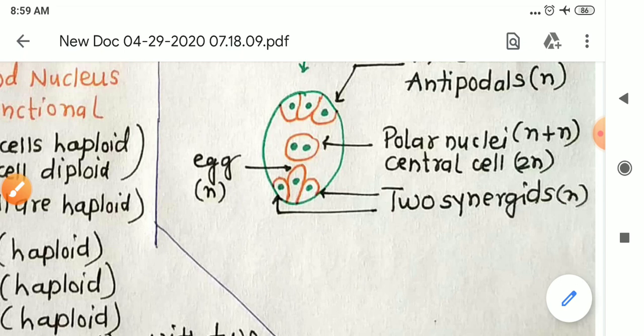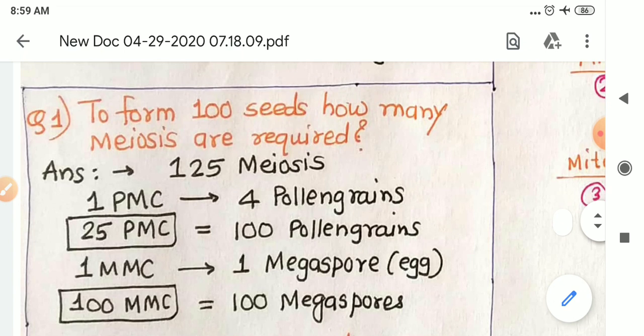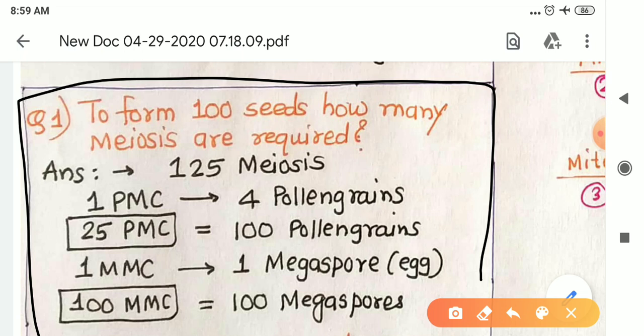Now on this process there will be a possibility to have a question, and we will observe the question, question number 1. Please look at question number 1. It says, to form 100 seeds, how many meiosis are required? Now if you want to have 100 seeds, then how many meiosis do we need for PMC as well as for MMC? So you know that the answer will be 125. But if you got confused with this, please see the explanation mentioned below for this question.